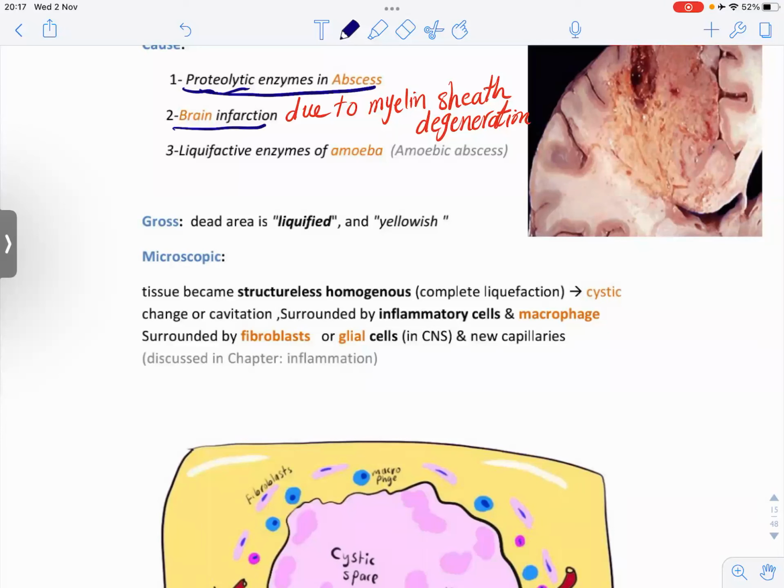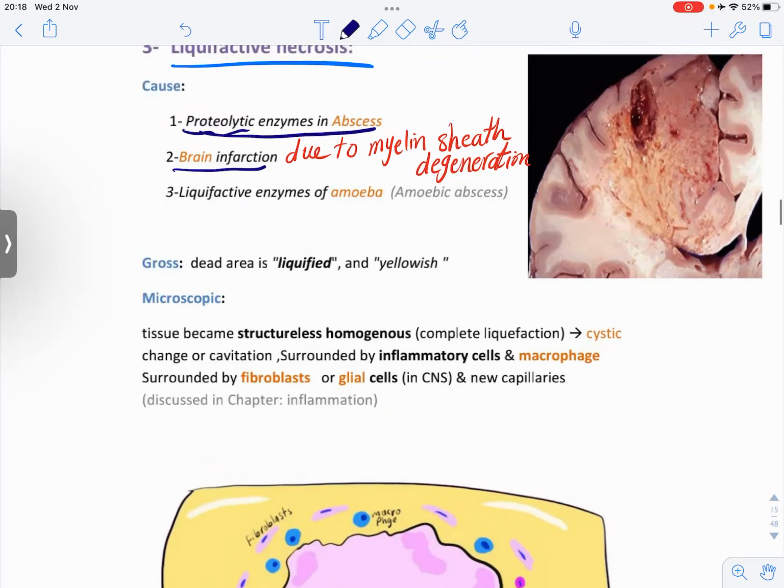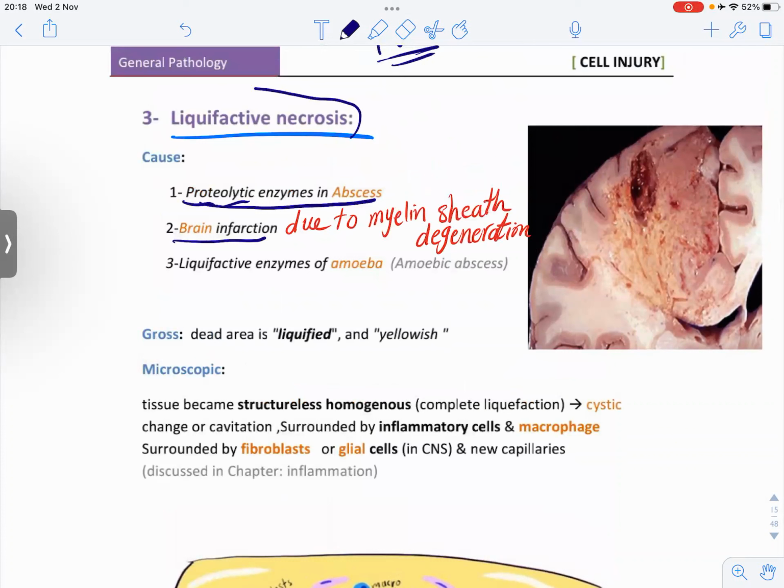So you can get fluid and pus inside the cells, because when cells die, the myelin sheath will also die off, and the myelin sheath will convert into liquid. It's called brain infarction. So brain infarction is an example of liquefactive necrosis. Liquid because of myelin sheath degeneration. Myelin, when destroyed, will convert into pus.